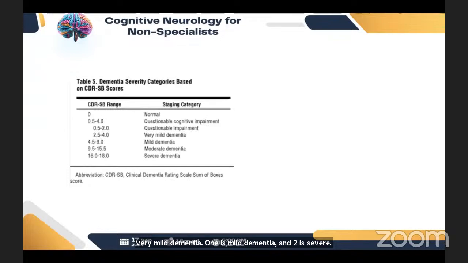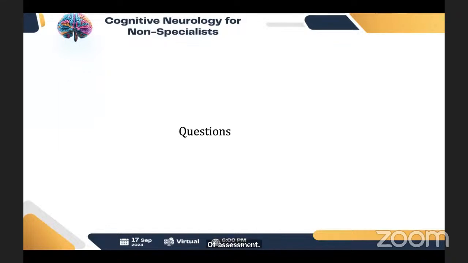So this is the sub-score, the sum of boxes, where 0 is normal, 16 to 18 is severe, and in between you have different ranges of assessment. Okay, I think we're done with this part.